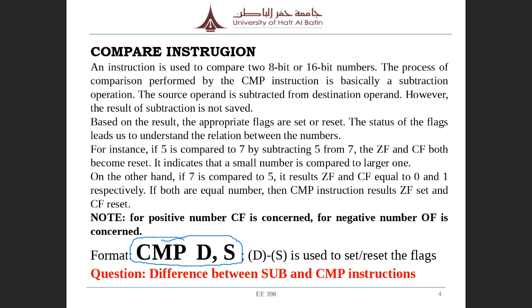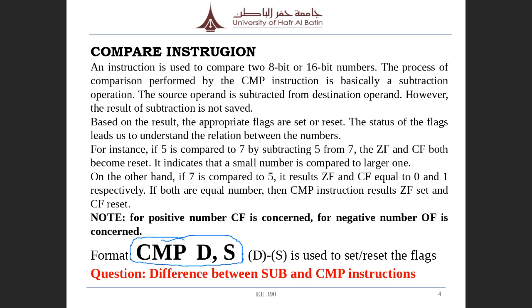So how does it compare? It subtracts the second operand from the first operand. D is the first operand, S is the second operand. So D minus S happens, but the result is not saved anywhere. This is called the compare instruction.